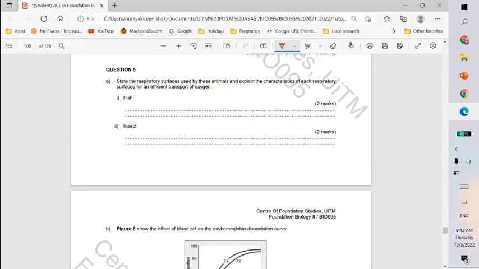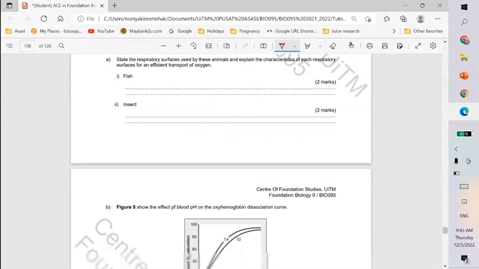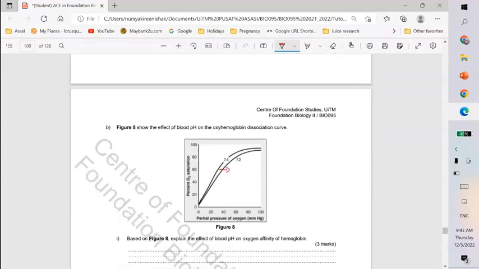B1, based on figure 8, explain the effect of blood pH on oxygen affinity of hemoglobin. My answer is the CO2 reacts with water forming carbonic acid and lowers the pH. Then the affinity of hemoglobin for O2 decreases. So when CO2 production is greater, hemoglobin will release more oxygen. Add one more point. At 7.2, what does the graph do? The graph shifts to the right.